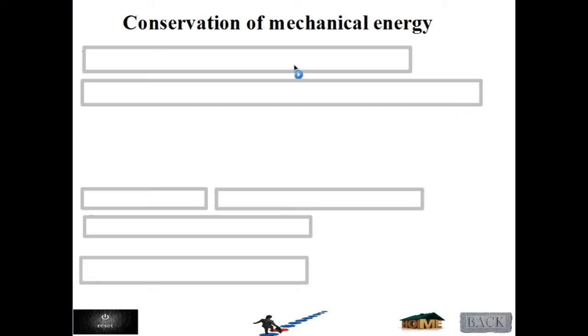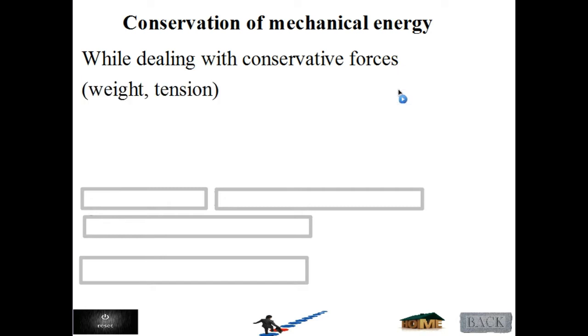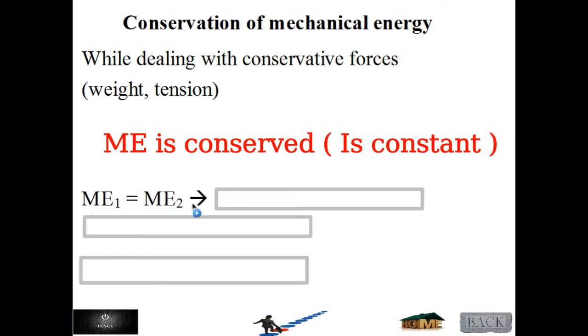Conservation of mechanical energy. While we are dealing with conservative forces, such as weight or tension, mechanical energy is conserved. What do we mean by mechanical energy is conserved? Mechanical energy is conserved and it's constant. Mechanical energy at any time is constant. Mechanical energy 1 equals mechanical energy 2.